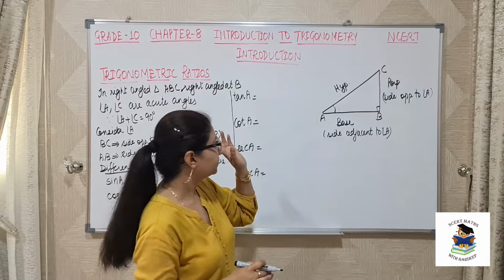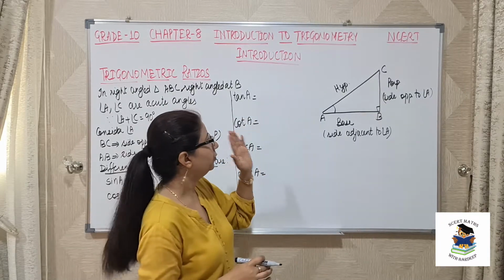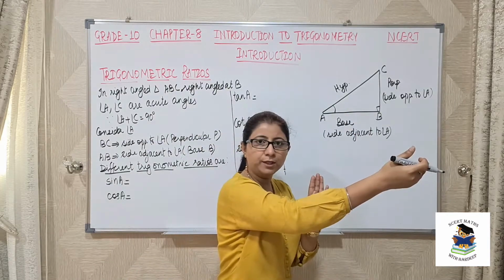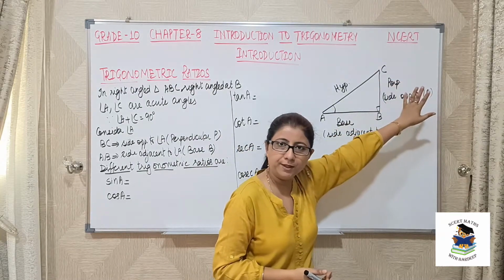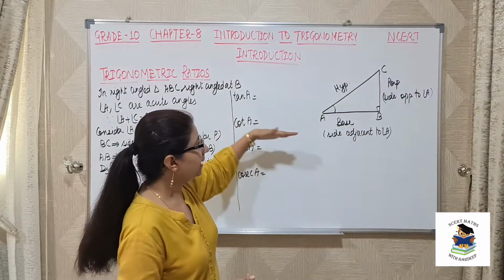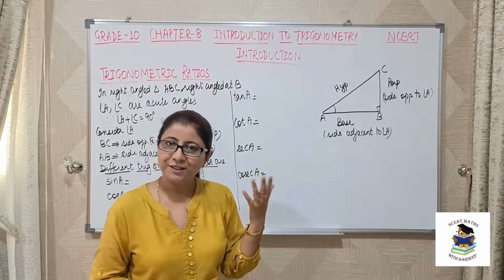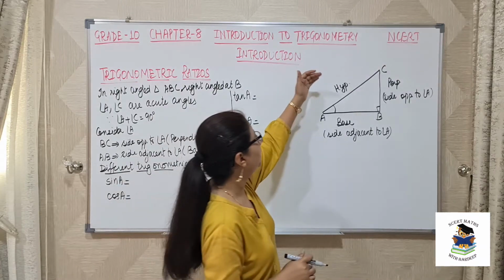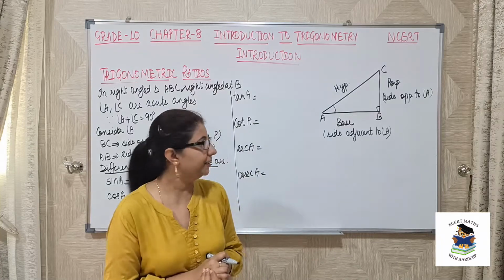I repeat, for any one angle under consideration, we have two options. One side is opposite to that angle, which will be referred to as the opposite side or perpendicular side, and the second side is adjacent to that angle, so that will be referred to as the base. Now we will find the relationships between hypotenuse, perpendicular and base of a right angle triangle.